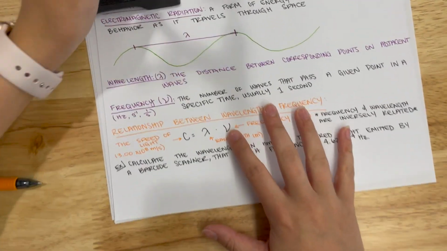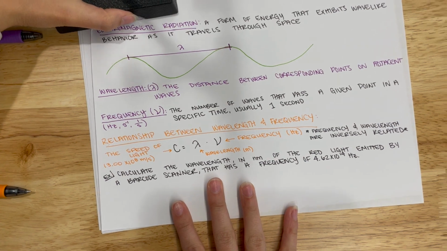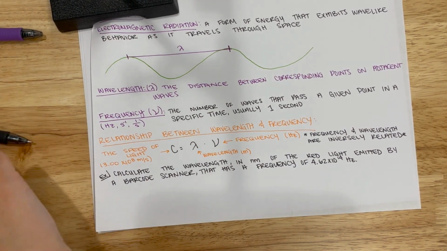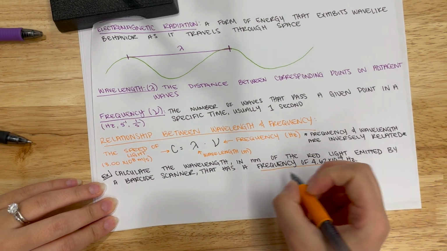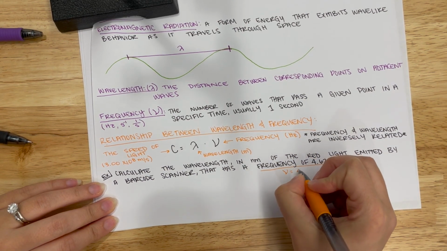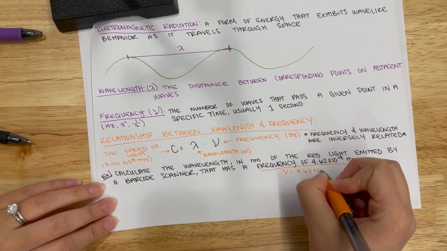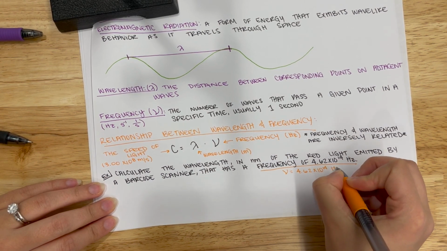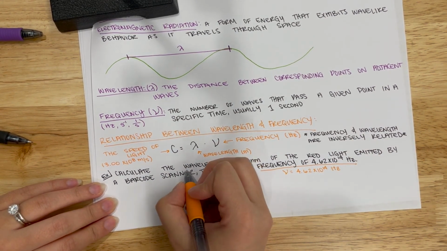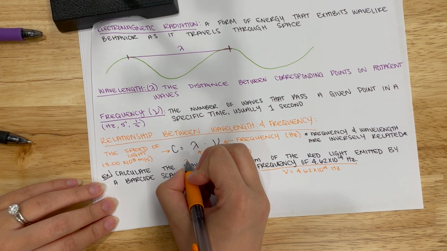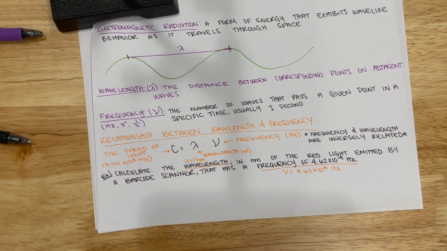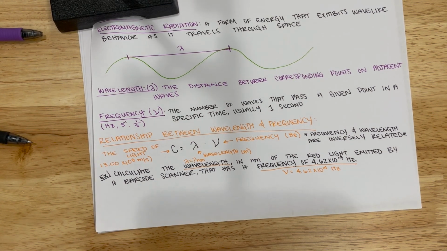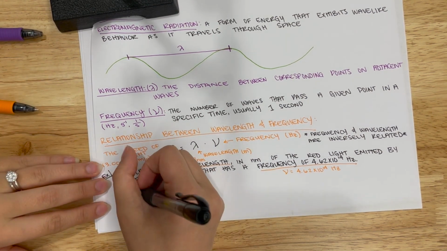So once you write down your problem, our goal is going to be to identify what we know and what we're looking for. Okay? They tell us our frequency is equal to 4.62 times 10 to the 14 hertz. We're looking for our wavelength. And we want to know specifically how many nanometers, right? They want that in nanometers.